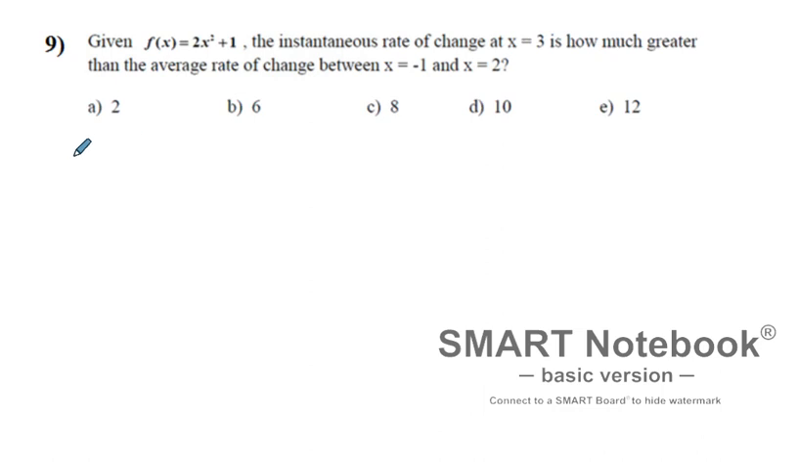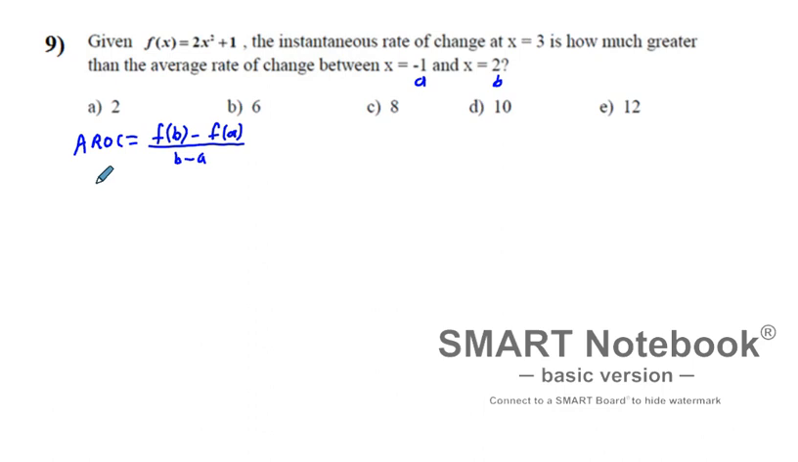I hope you remember that your average rate of change is going to be f of b minus f of a over b minus a. So we will define that x equals -1 to be a, and x equals 2 to be b. So a is -1, b is 2.